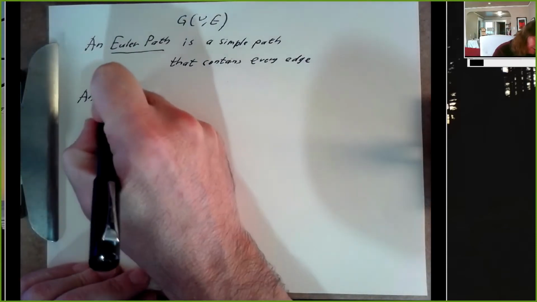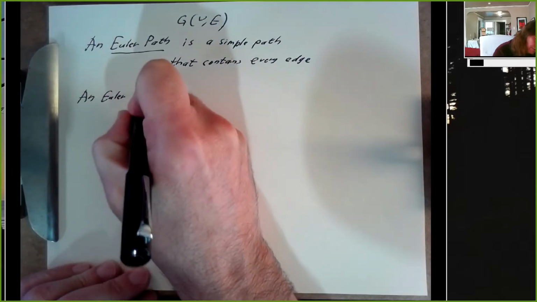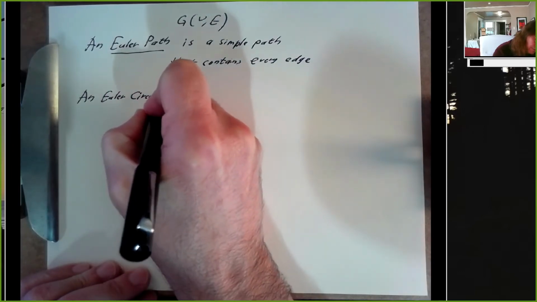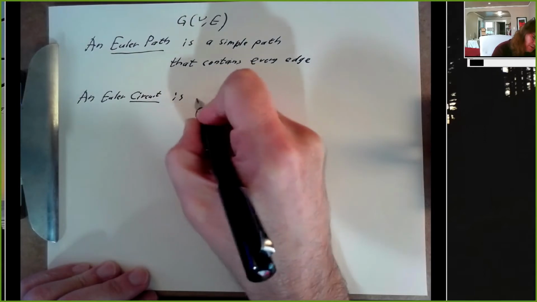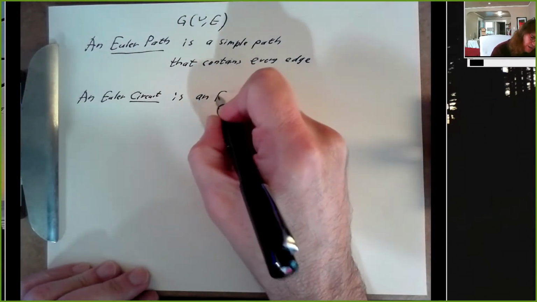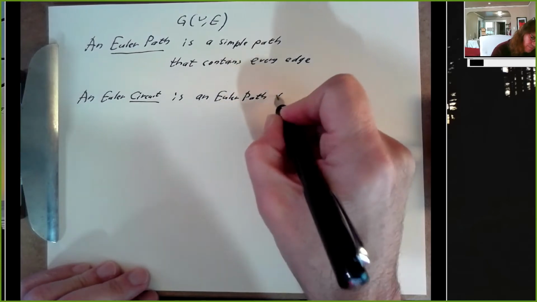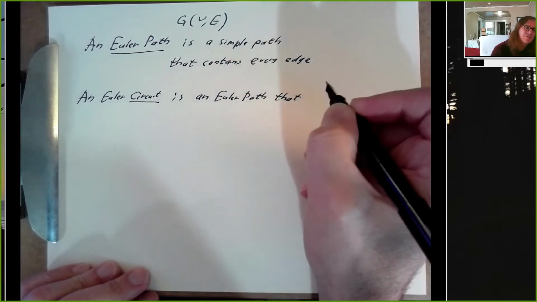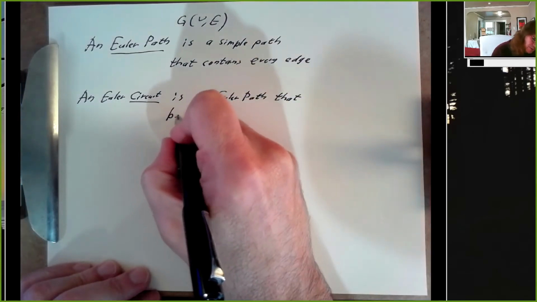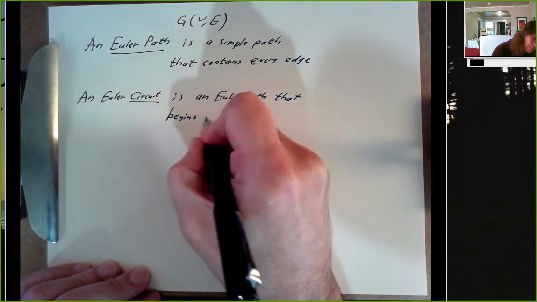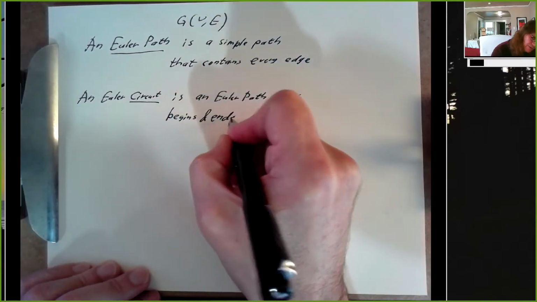And an Euler circuit is also an Euler path. But it's got to come back to where it started. So it begins and ends at the same vertex.